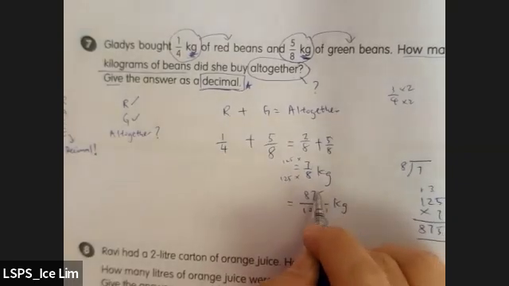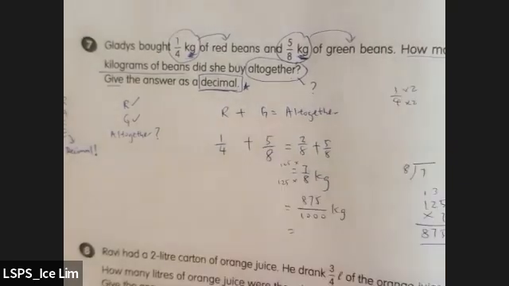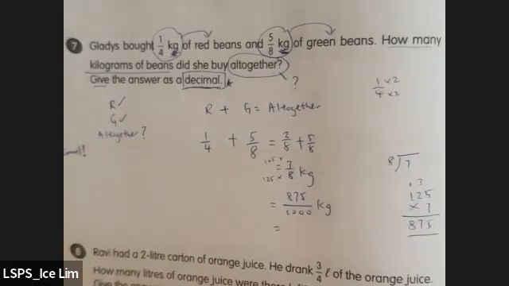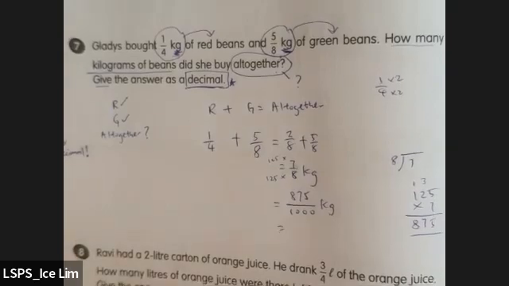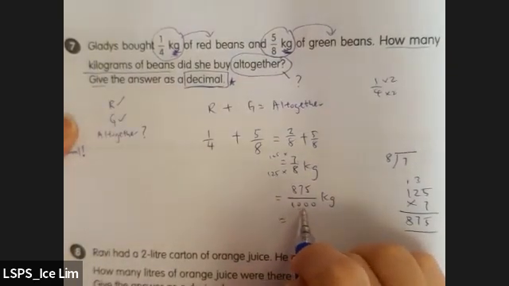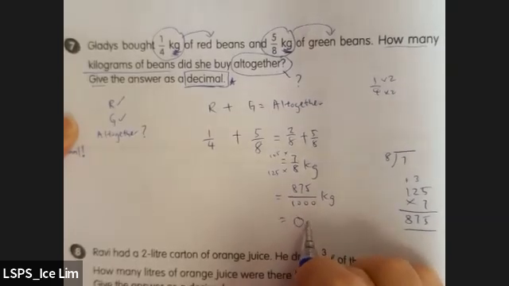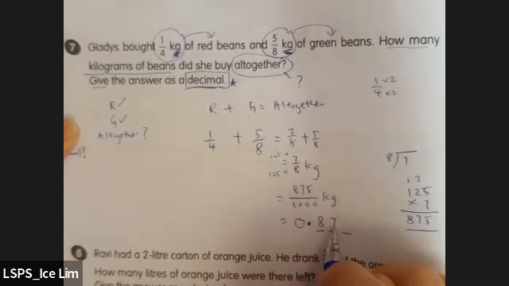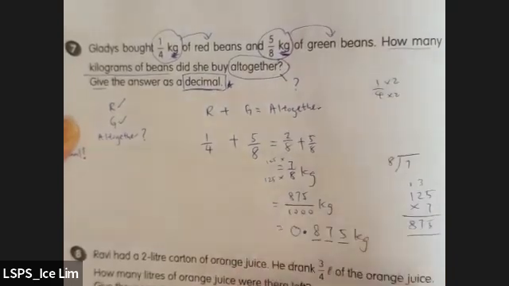875. Is this correct? It's not a calculator question, so I should be able to compute this easily, or with some moderate amount of difficulty. So three zeros at the denominator. That means after the decimal point, I have 3 spaces. So 0.875 kilogram is the answer.